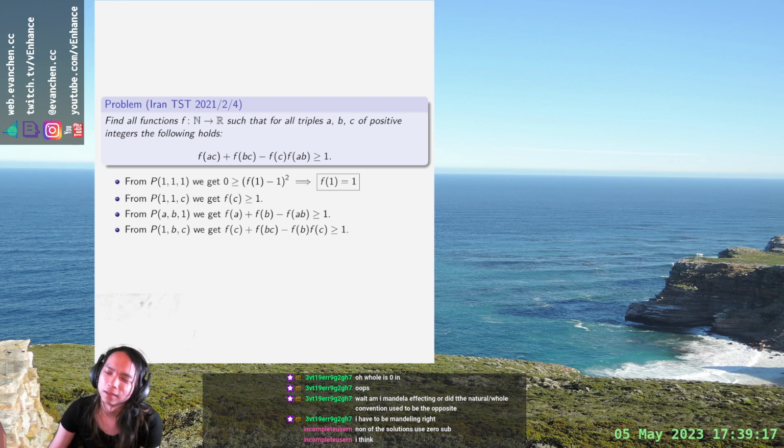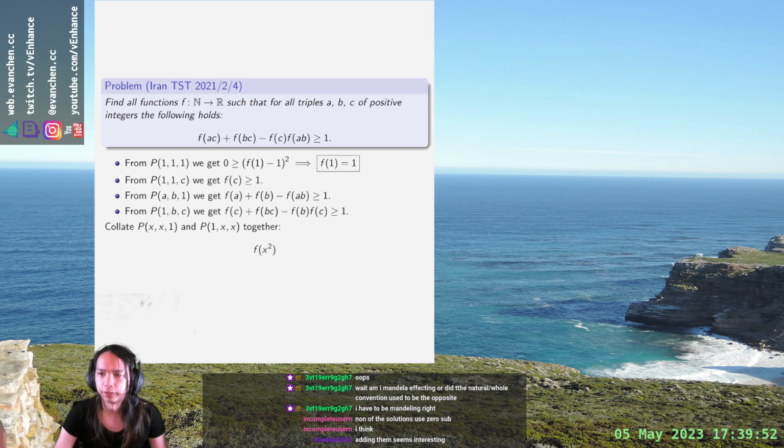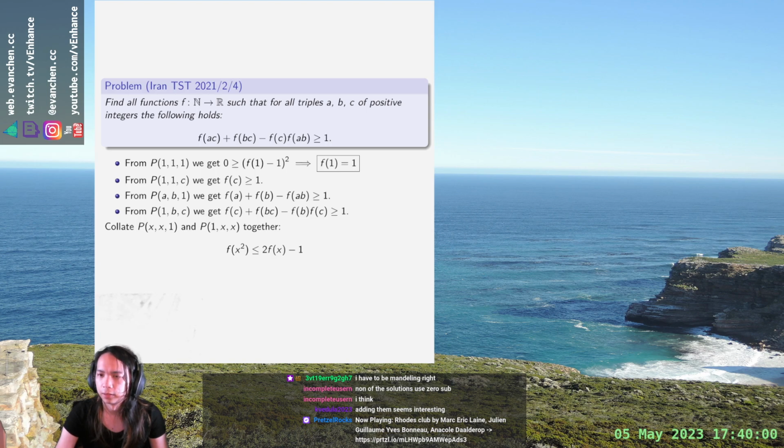Okay, if I just like... Do these two together imply anything? I want to just find out. We're going to call it P(x,x,1) and P(1,x,x) together, and we're going to use f(x)^2 as the proxy. So the first equation tells me this thing is less than or equal to 2f(x) minus 1. And the other equation tells me it's at least f(x) minus f(x)^2 minus 1. So does that do anything useful?